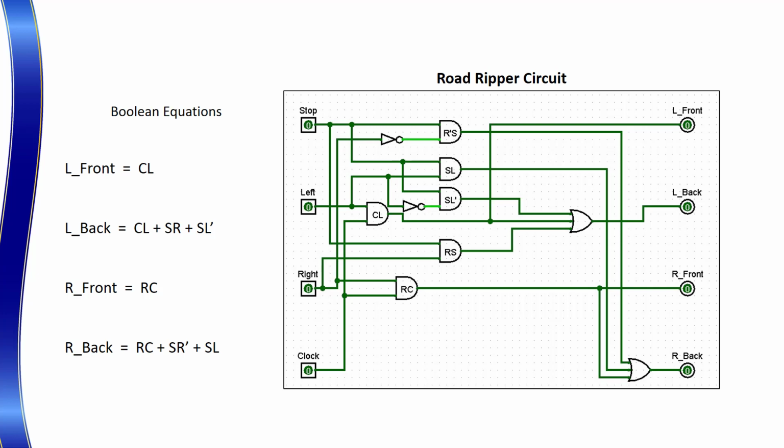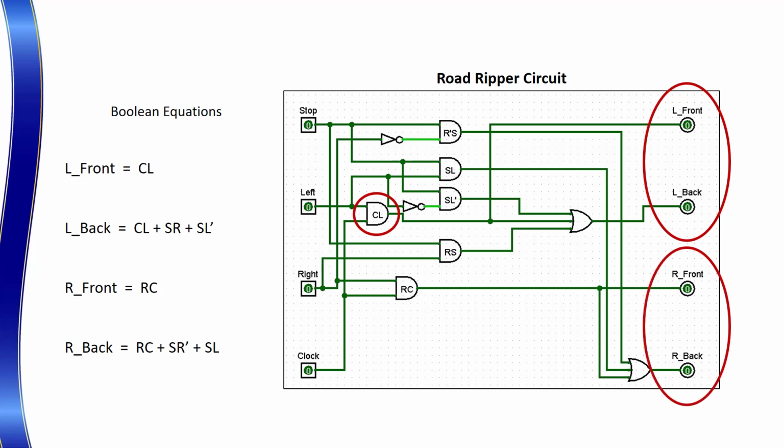For part 4 of the lab, we're asked to take the Boolean equations from part 3 and create our circuit in LogiSim. We'll notice that left front and left back have common components CL, right front and right back have common components RC. This allows us to create a more simplified circuit.